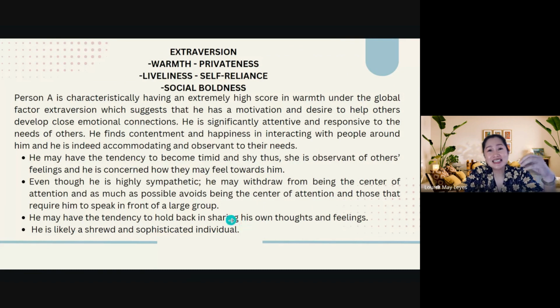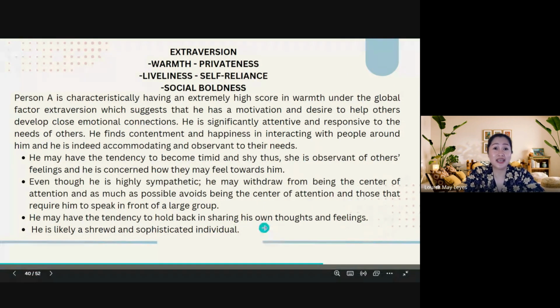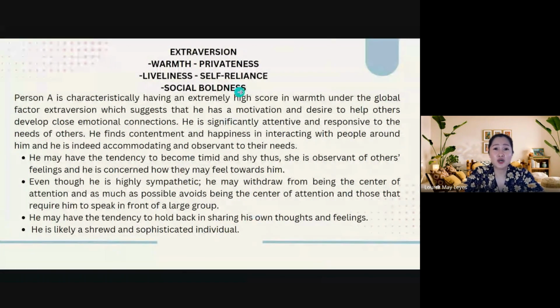Example, based on the result, this is the sample narrative report for person A. So kung makikita natin, extroversion, the global factor extroversion, the contributory or the primary factors that contribute to the score of extroversion are warmth, liveliness, social boldness, privateness, and self-reliance. So itong mga scores mo na ito, ay makaka-contribute yan sa overall score mo sa extroversion. So kung halimbawa, most of your scores here in this criteria are on the average, of course your score on the extroversion are also on the average. Okay? So, may mga tendencies ka, pero are not really striking. Your tendencies are not really striking.